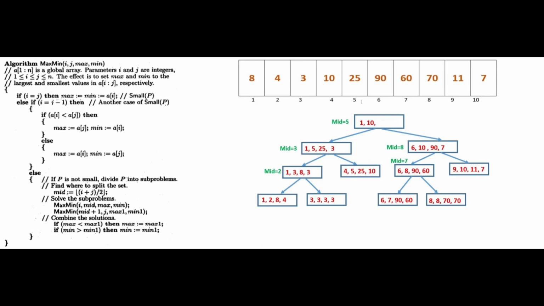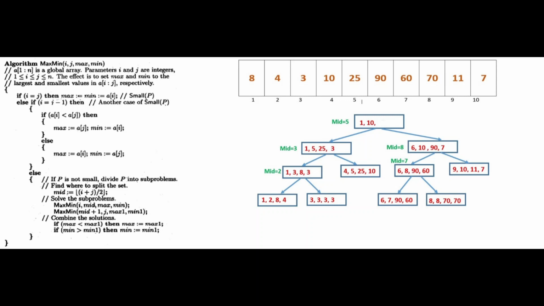That is, the left subtree part is completed and the right subtree part is completed. Next, it has to execute the last two statements. Combine the solution. That is, check max and max 1, min and min 1. Here max is 25, max 1 is 90. Compare these two values and assign the greatest value. The greatest value is 90, which is assigned to variable max.